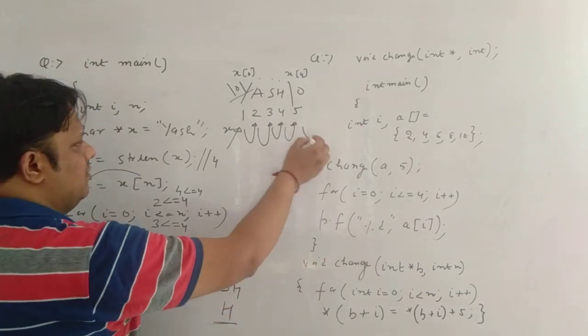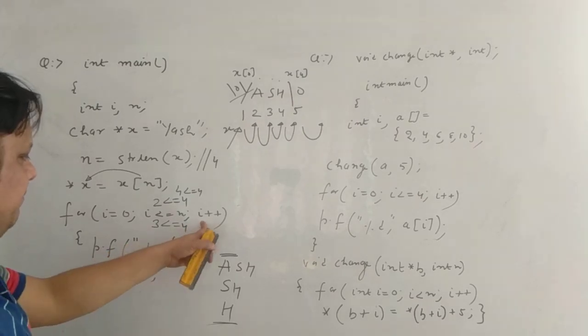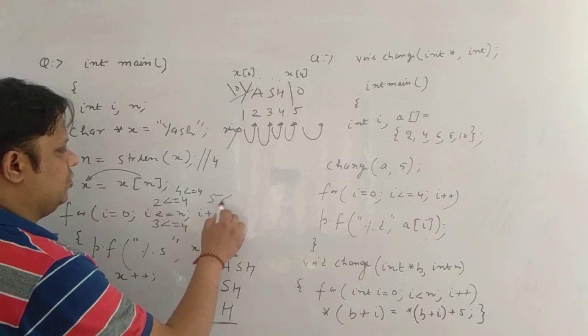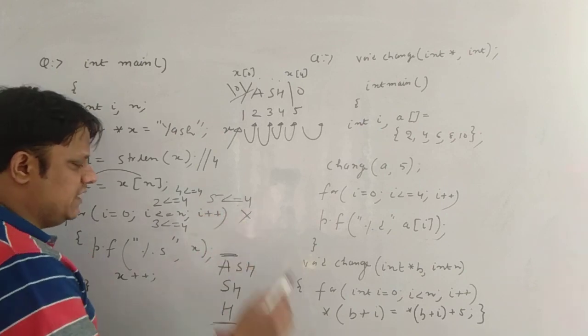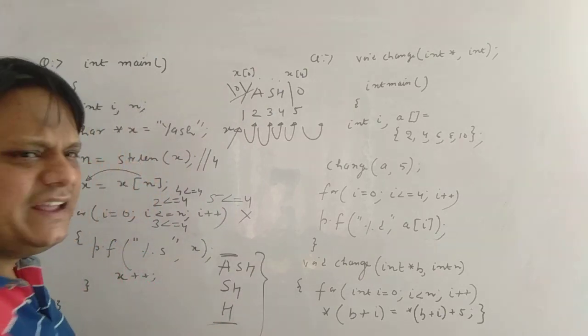Then your pointer moves to the next address location 6. But in the meanwhile, this i becomes what? 5. So 5 less than or equal to 4, your condition becomes false, and you will come out of the loop. So this is the answer. Fine, pretty easy.